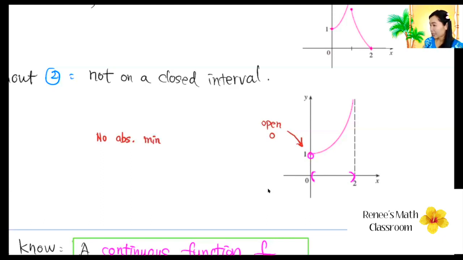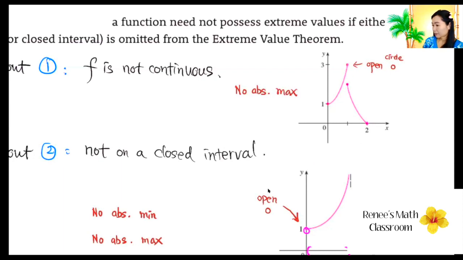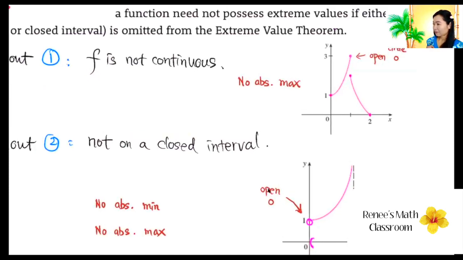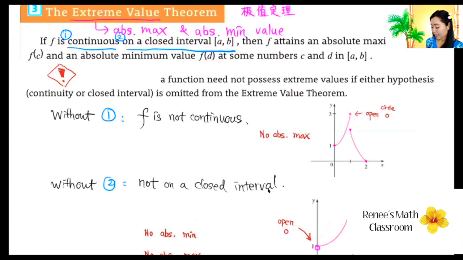Does it have an absolute maximum? No, neither. This one keeps on going up and up without bound, right? So no absolute minimum, no absolute maximum. This one here, no absolute maximum. So the two hypotheses are necessary in order to have that conclusion. Number one, the function has to be continuous. And number two, it has to be on a closed interval in order to guarantee that the function attains an absolute maximum and absolute minimum on that closed interval.